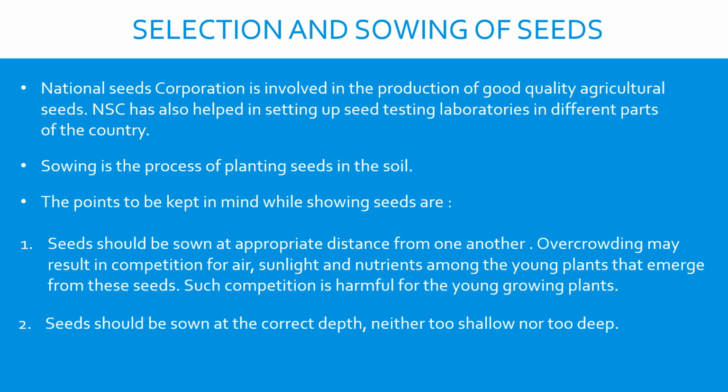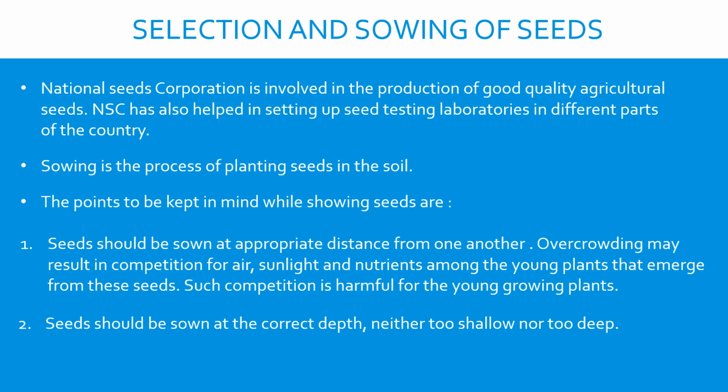The second process, selection and sowing of seeds. National Seeds Corporation is involved in the production of good quality agricultural seeds. NSC has also helped in setting up seed testing laboratories in different parts of the country. Sowing is the process of planting seeds in the soil. The points to be kept in mind while sowing seeds are: seeds should be sown at an appropriate distance from one another. Overcrowding may result in competition for air, sunlight and nutrients among the young plants that emerge from these seeds.